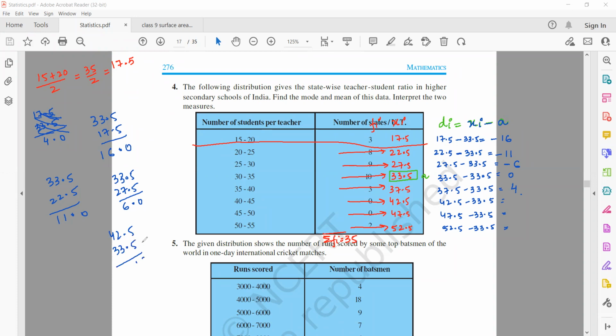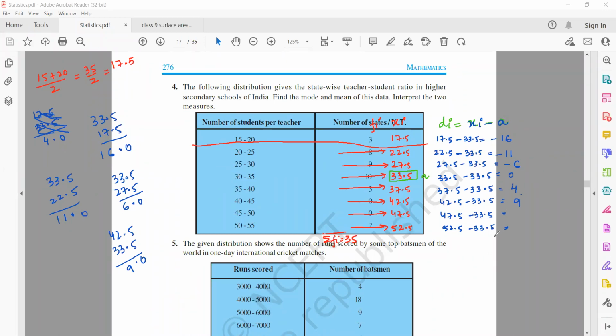All right. So 5 minus 5, 0. Now 12 minus 3 is 9. Am I right? Yes. So I'm getting 9 here, right? Is this okay? Yeah, okay.